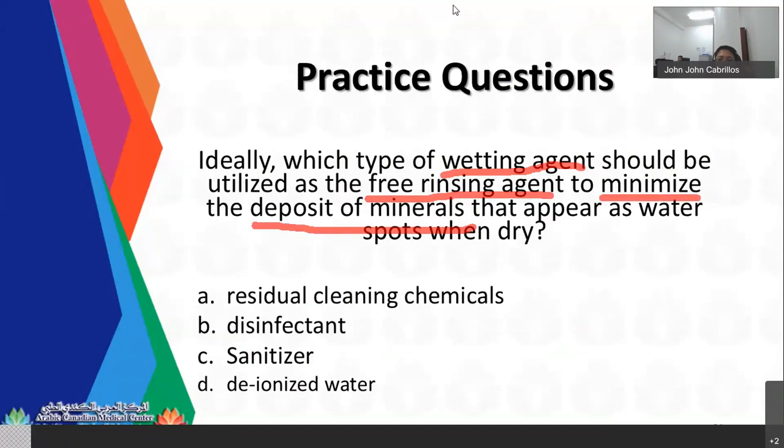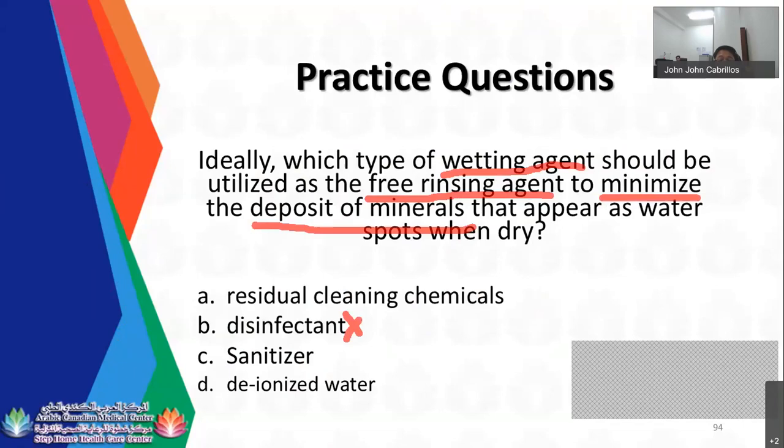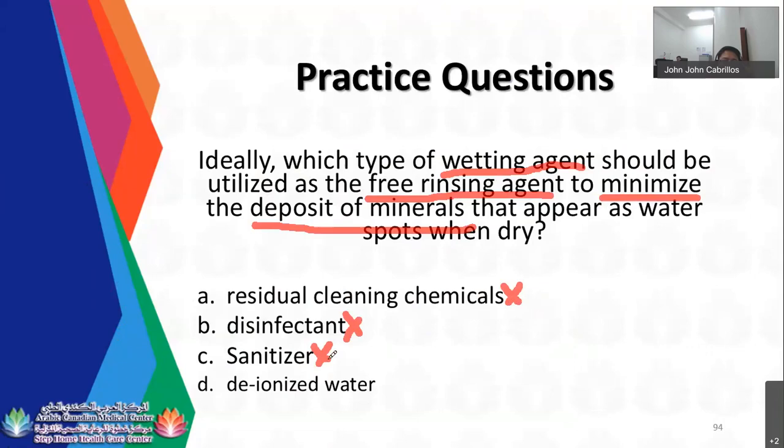Okay, I will start with disinfectant. This is not a pre-rinsing agent. The question is a pre-rinsing agent. When exposed to any chemicals, you need to rinse the instrument to remove any impurities or remaining chemicals. So residual cleaning chemicals, not pre-rinsing. Sanitizer is not even a pre-rinsing agent. The answer is deionized water.